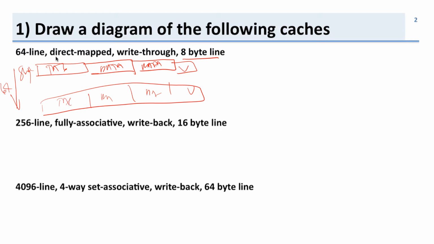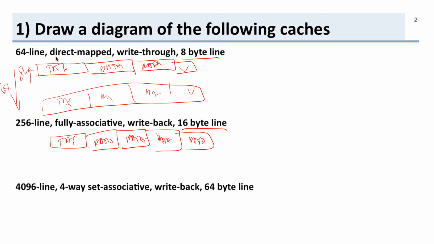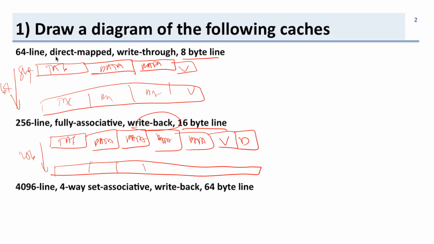For the 256-line fully associative write-back 16-byte line, it's still the same: we have a tag and data. Since this is 16 bytes and a 32-bit word is 4 bytes, it can hold four blocks, so the data is four. And of course there's a valid bit. Since it's write-back, there is also a dirty bit. It is not just one line but 256 all in all, so the diagram goes down until the bottom: tag, data, data, data, data, valid bit, and the dirty bit.